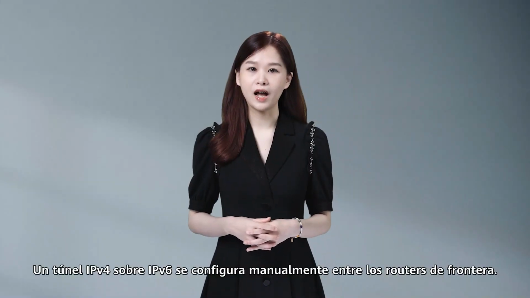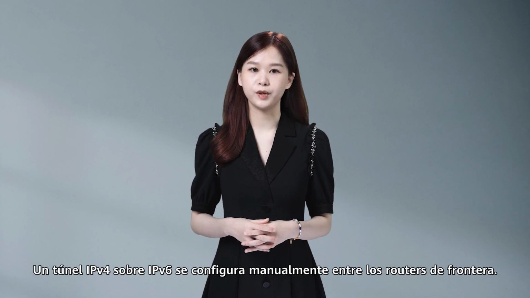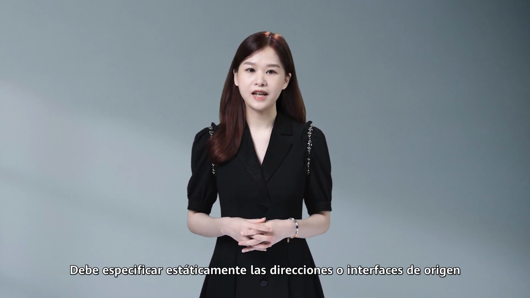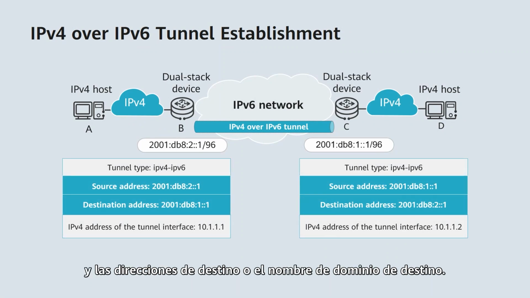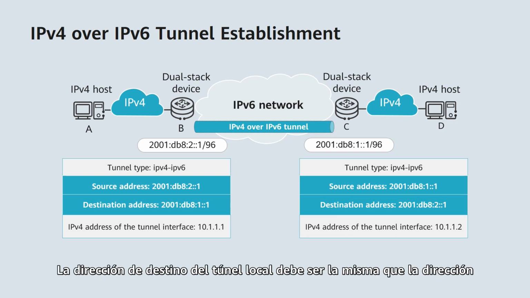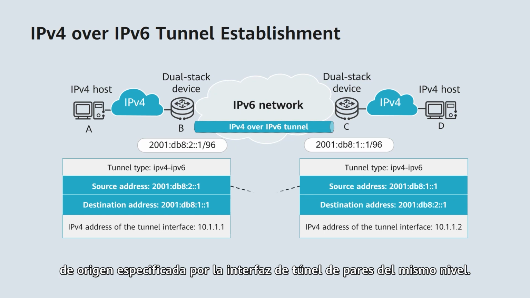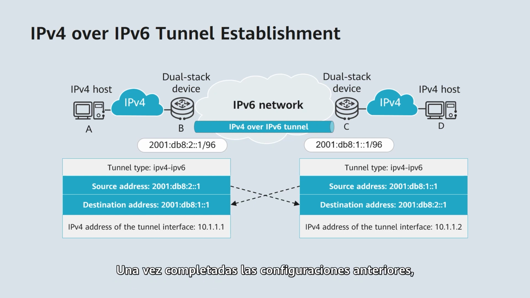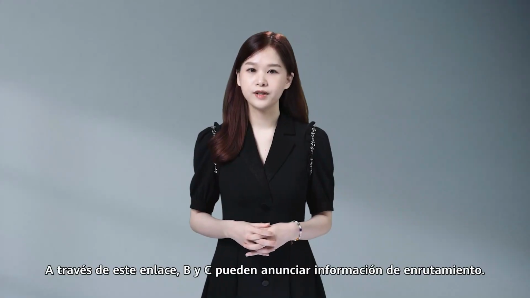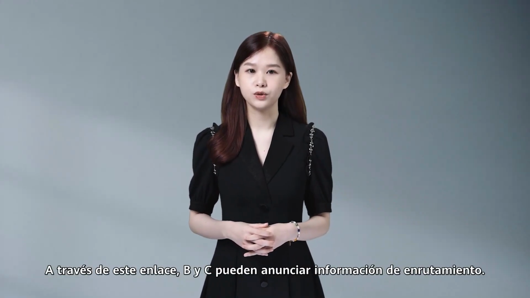An IPv4 over IPv6 tunnel is manually configured between border routers. You need to statically specify the source addresses or interfaces and the destination addresses or destination domain name. The destination address of the local tunnel must be the same as the source address specified by the peer tunnel interface. In addition, the route to the peer interface that receives packets must be reachable. After the preceding configurations are completed, an IPv4 virtual link is established between B and C. Through this link, B and C can advertise routing information.